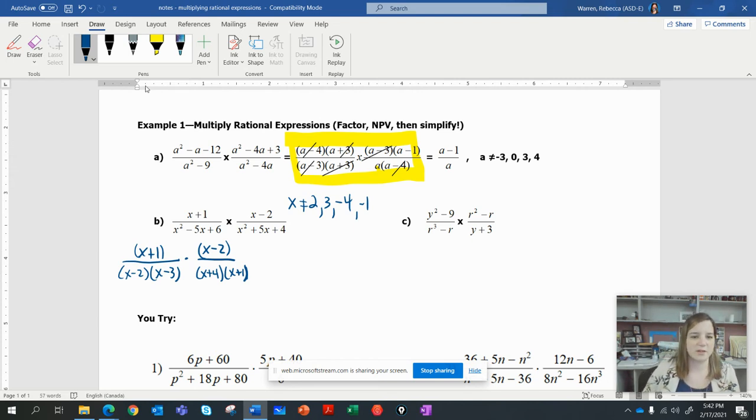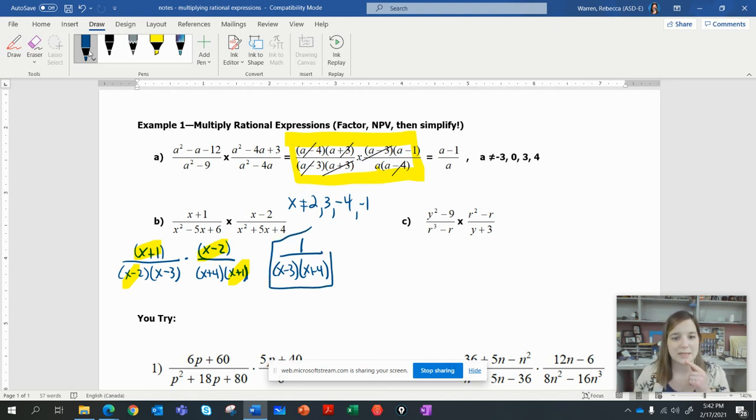Now I can look for factors that are the same and cancel. So x plus 1 and x plus 1. X minus 2 and x minus 2. So what's left is my simplified expression. Everything on top canceled, which means I'm left with a 1 on top, and then x minus 3 and x plus 4. And that is my fully simplified answer.